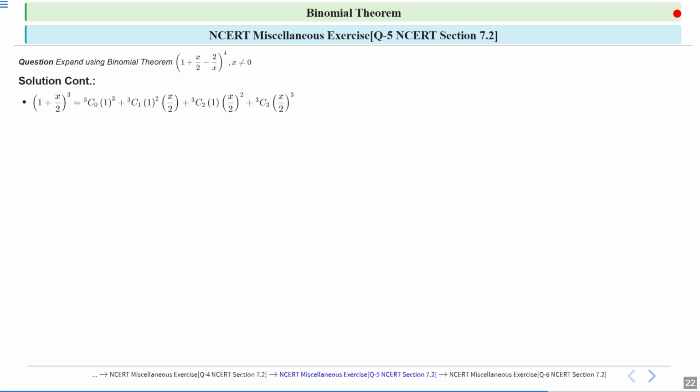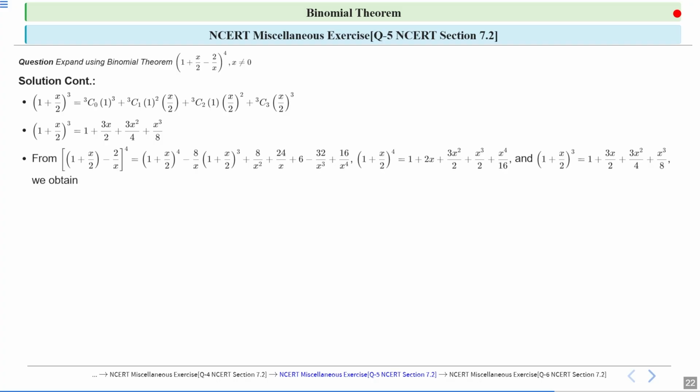So 1 plus x by 2 whole cube, this is equal to 3c0, 1 cube plus 3c1, 1 square times x by 2 plus 3c2 times 1 times x by 2 whole square plus 3c3 x by 2 whole cube. So after simplifying, we obtain 1 plus x by 2 whole cube. This is equal to 1 plus 3x upon 2 plus 3x square upon 4 plus x cube by 8.